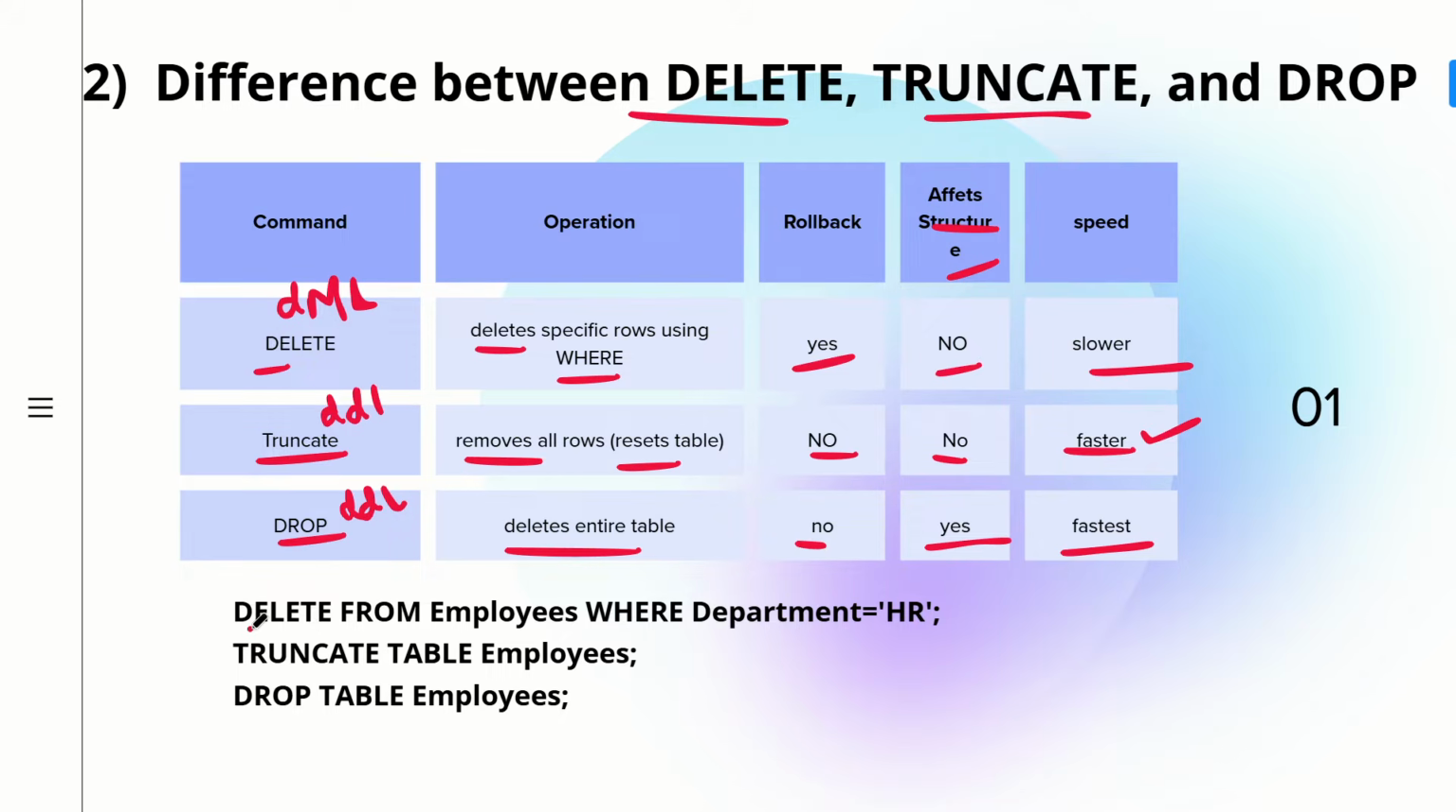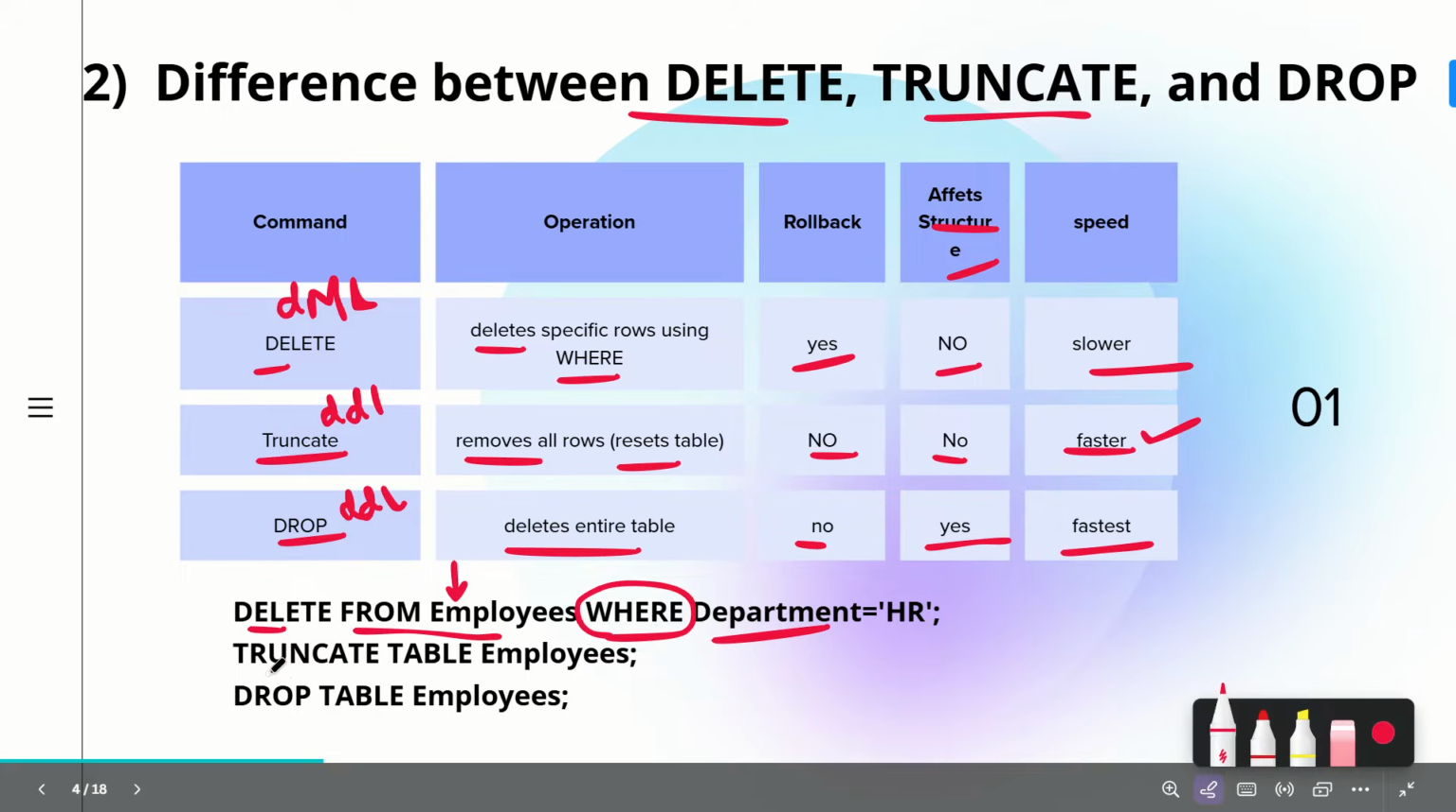So if we want to make use of the delete command, we have to type delete, and then from which table? From employee table. And then we have to make use of where clause, that based upon this condition, where department is HR, you have to delete those particular rows from the table called employees. This is how we use the delete syntax. Then we will see truncate. With truncate, what will you do? You will just write truncate table employees. So what will truncate do? It is going to reset your table employees, so it is going to remove all the rows.